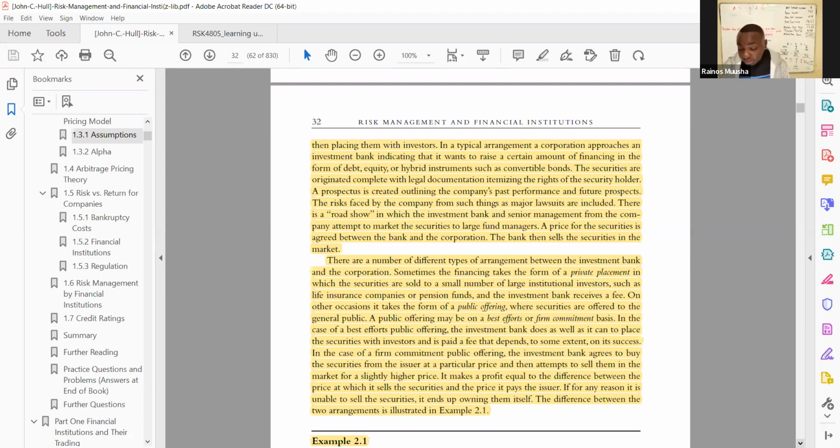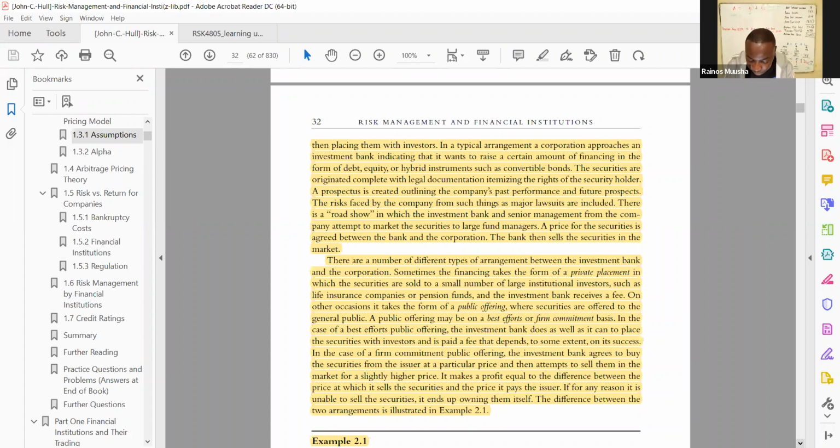Please take note of the example that we're going to be looking at, where we look at the fees charged when you follow the best efforts and the firm commitment arrangements, and also the advantage or disadvantage of each one of them. Here they say, in the case of a best efforts public offering, the investment bank does as well as it can to place the securities with investors and is paid a fee that depends to some extent on its success.